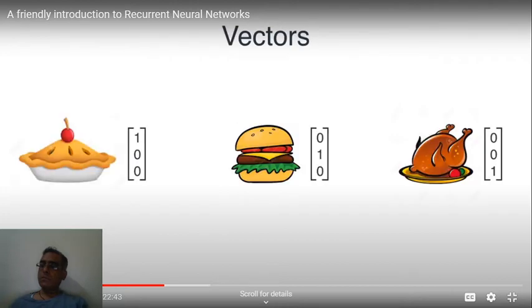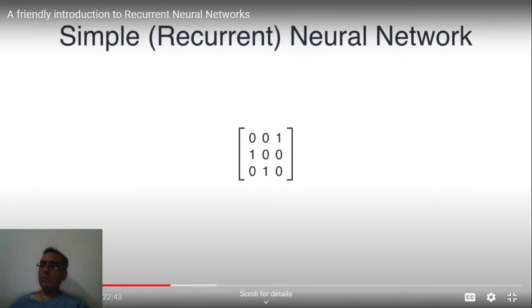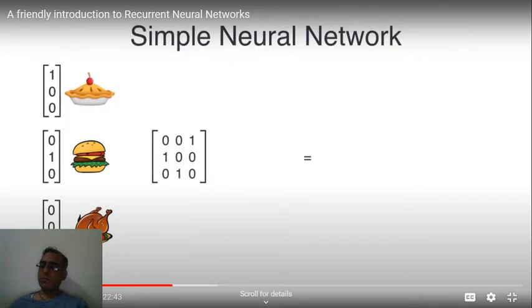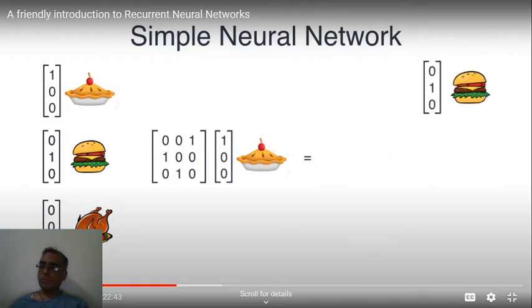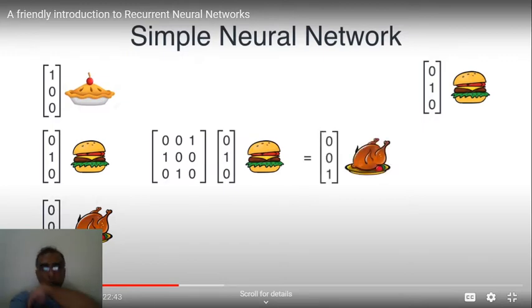So let's recall that these are the vectors for the food, which are 1, 0, 0 for apple pie, 0, 1, 0 for the burger, and 0, 0, 1 for the chicken. And let's make a neural network that will do the job, and the neural network is going to be this matrix. Also a very, very simple matrix. Because what this matrix does is the following. If we multiply, for example, by the vector of the apple pie, take a look, we're going to get this vector, which is the vector corresponding to a burger. You multiply the matrix by the vector of the burger, you get the vector of the chicken.